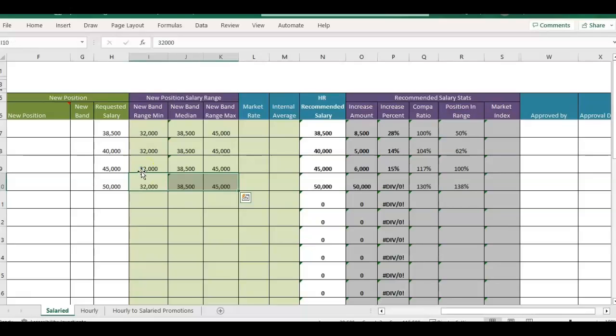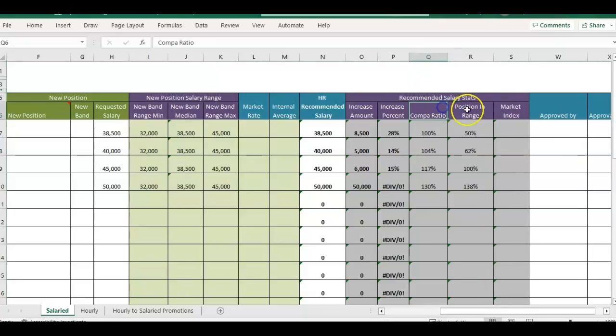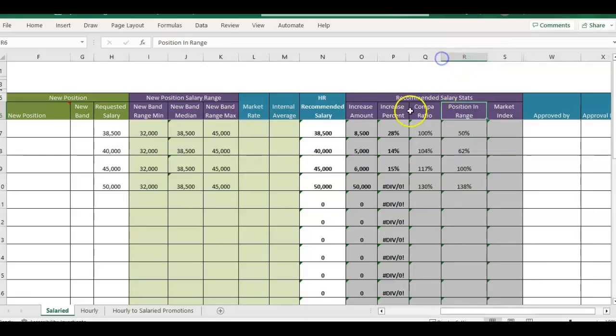I'm just going to copy down the range. Now we're going to have anything over 100% in position and range means they're over the max. Very different than the compa ratio percentage, where at 100%, they're right at the median. So sometimes you may want to use one or the other so the two don't get confused together. So something to think about.